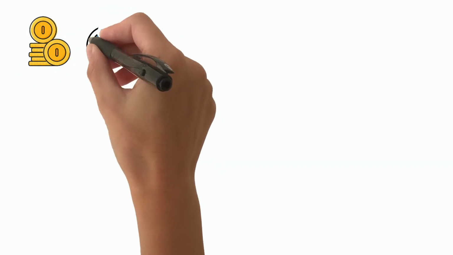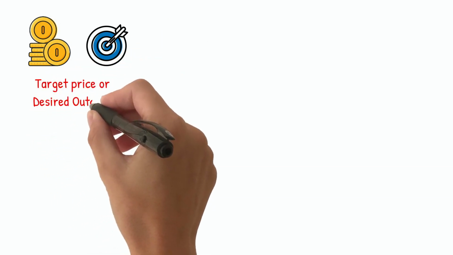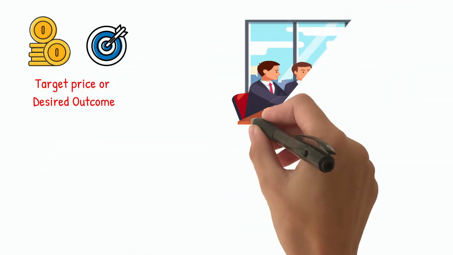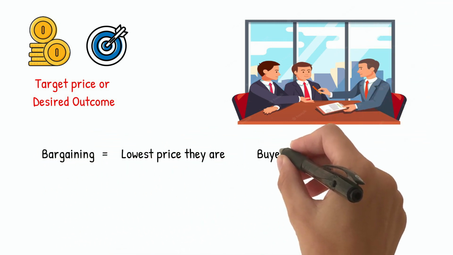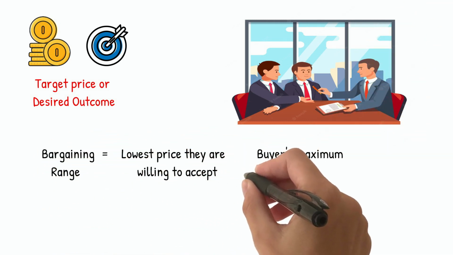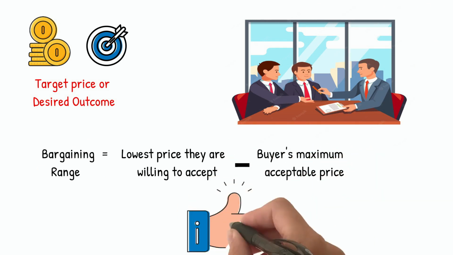When parties enter negotiations, each party has a target price or a desired outcome. The bargaining range is determined by the seller's minimum acceptable price, which is the lowest price they are willing to accept for the good or service they are offering, and the buyer's maximum acceptable price, which is the highest price they are willing to pay for the good or service. The bargaining range is the difference between these two prices.